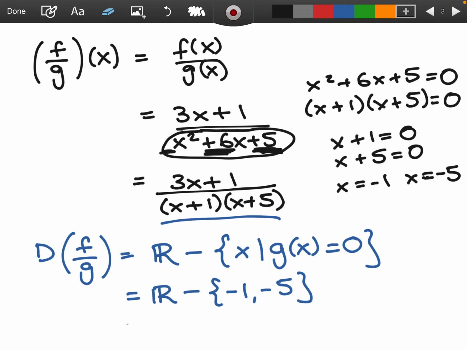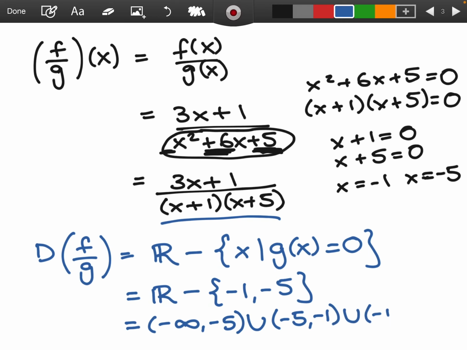You could also do this in set notation if you wanted to, so you could say that it was the set -infinity up to -5 but not including -5, union -5 to -1, union -1 to infinity. So I've just taken out -5 and -1, and then it's all real numbers outside of that.